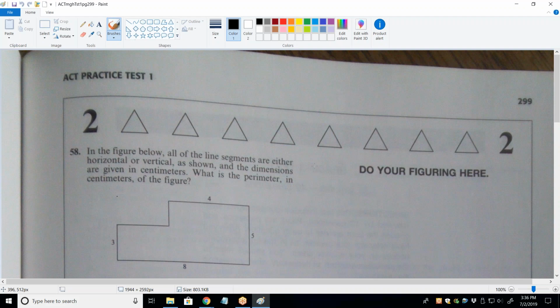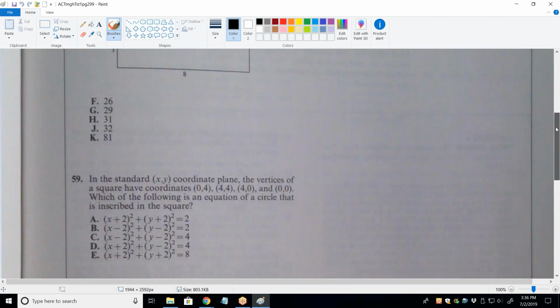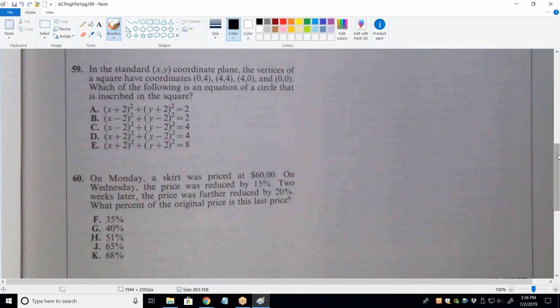But you'll see, I've seen the version of that problem done correctly on a lot of ACT practice tests. Do not have those two dimensions. Okay, number 59.